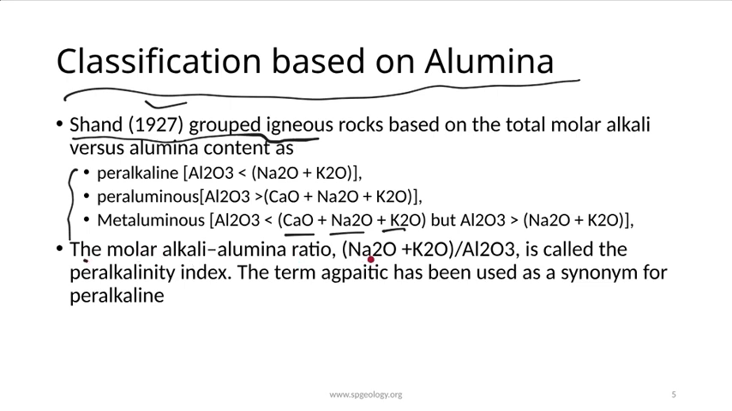So the molar alkali ratio, Na2O plus K2O by Al2O3, is called the alkalinity index.